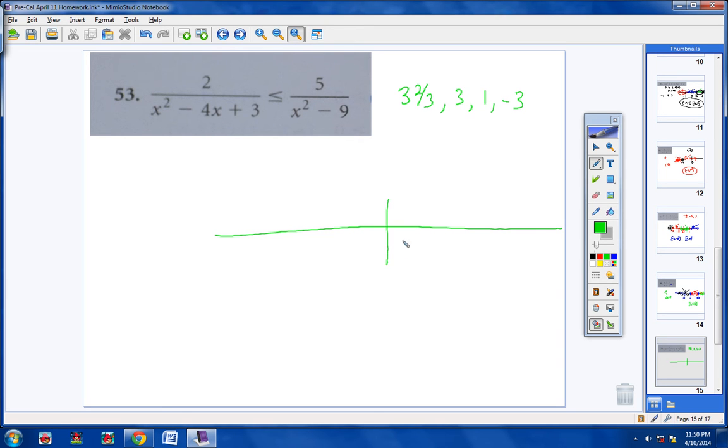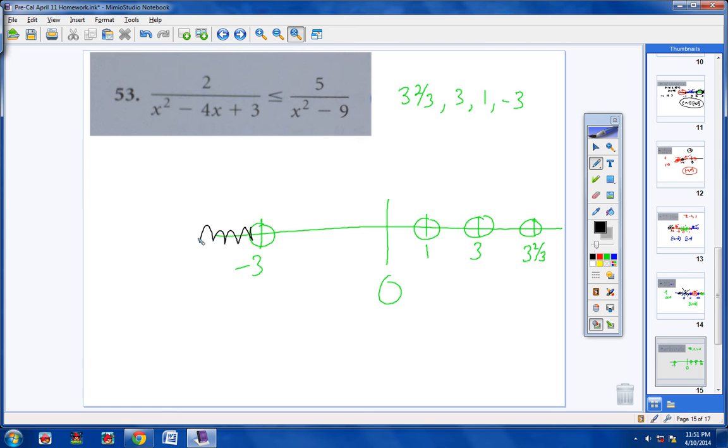So very quickly, I'm going to plot those on my number line here. We have one over at negative 3. And then we have 1 at, let's see, 1, and then 3, and then 3 and 2/3. Now, risking sounding a little lazy, guys, a lot of this is calculator work, and so what I'm going to do is show you which sections work.